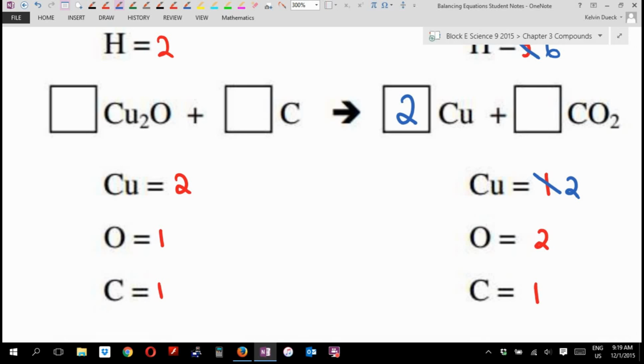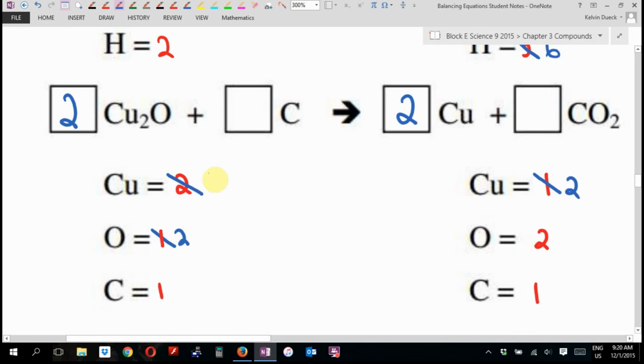Okay, now let's look at the O's. How many O's on the right? How many on the left? 2. How can I fix that? Uh-oh. So that changes that. But what else just changed? How many Cus do I have now? How many coppers do I have? 4. I'm not balanced with my coppers anymore. How can I fix that?